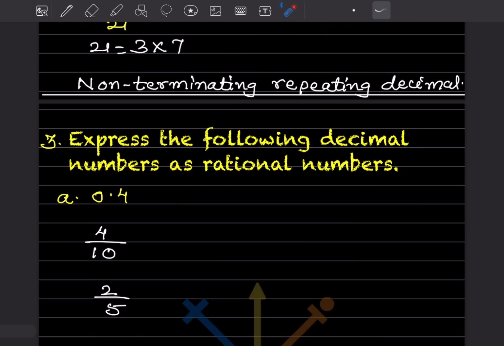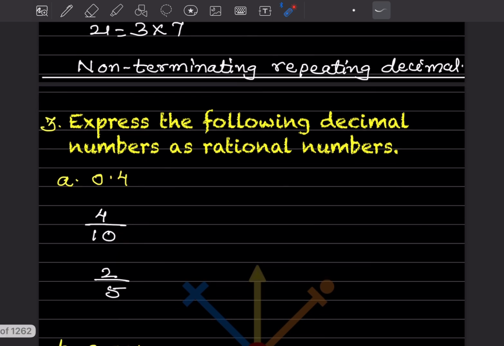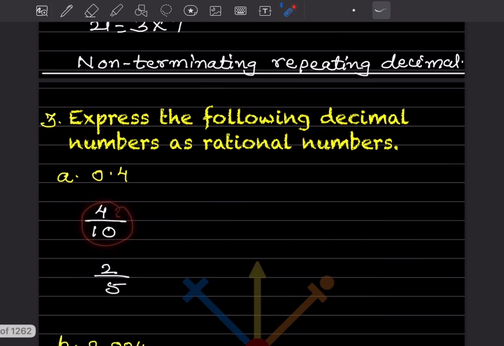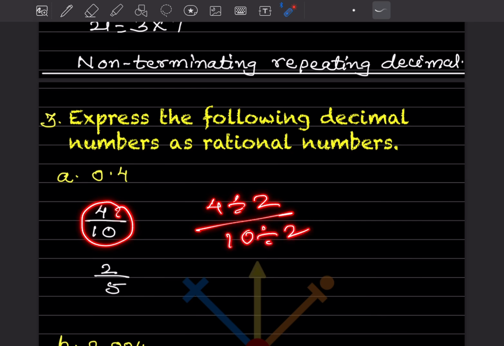Express the following decimal numbers as rational numbers. Now see here, it is 0.4. Whenever we have one number after the point, we are going to divide it by 10. If there are two numbers after the decimal, we are going to divide it by 100, and so on. So what will you do? 4 divided by 10. Now we can further simplify this: 4 divided by 2 and 10 divided by 2. So that is going to be 2 by 5.